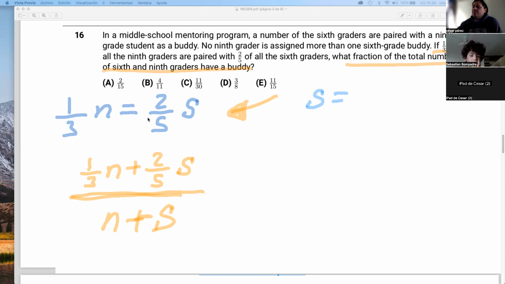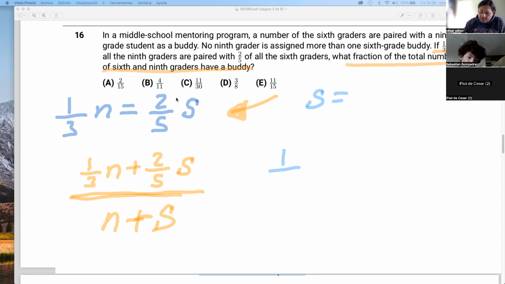Do you know how to solve this equation? No. Okay. We can divide. We can, for example, multiply both sides by 5. Okay. We have this equation.